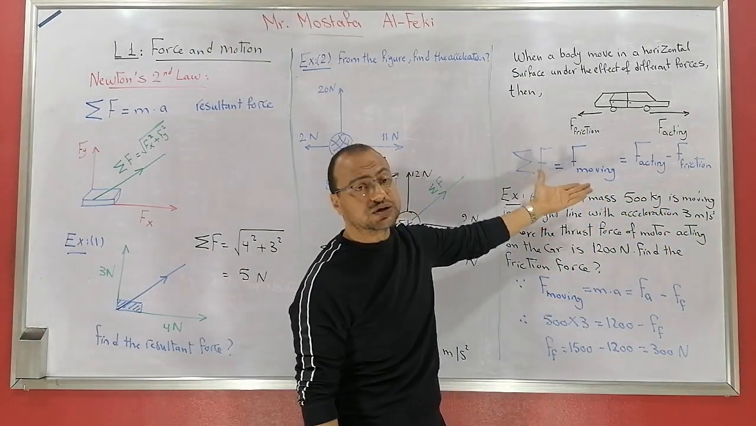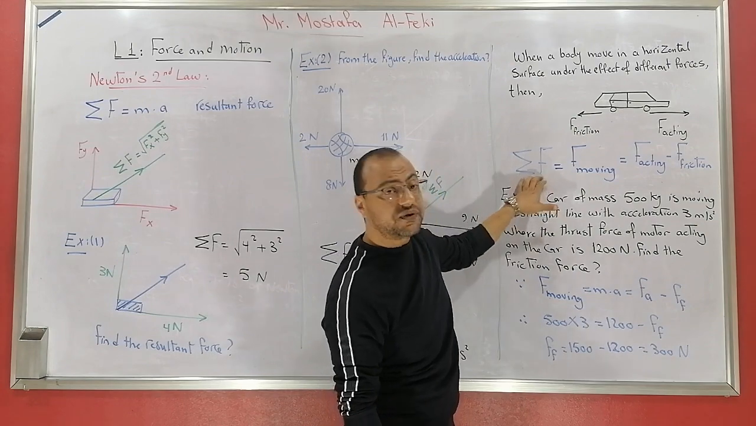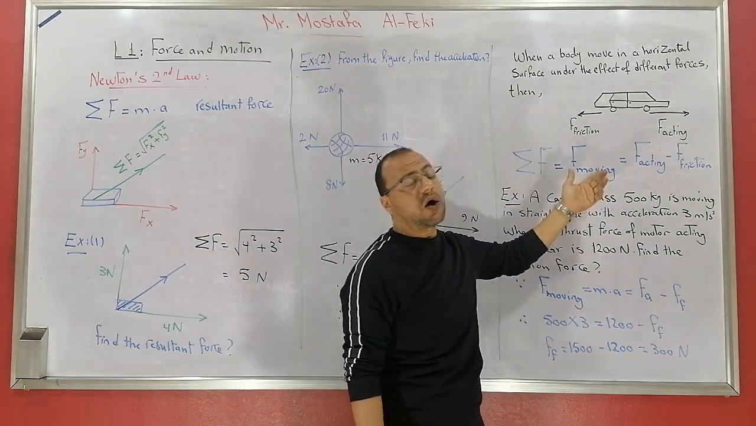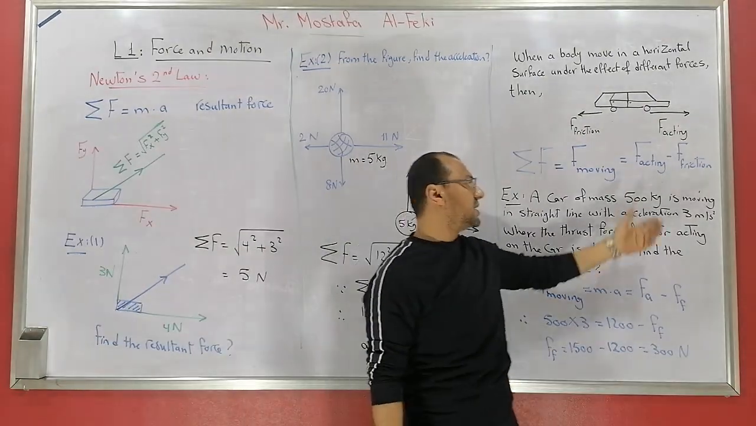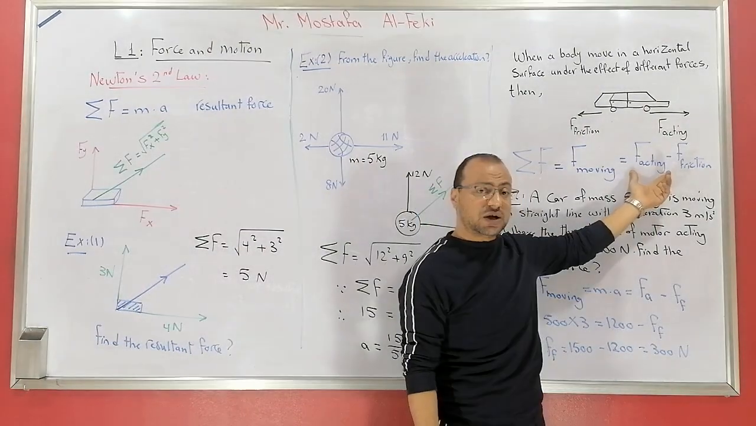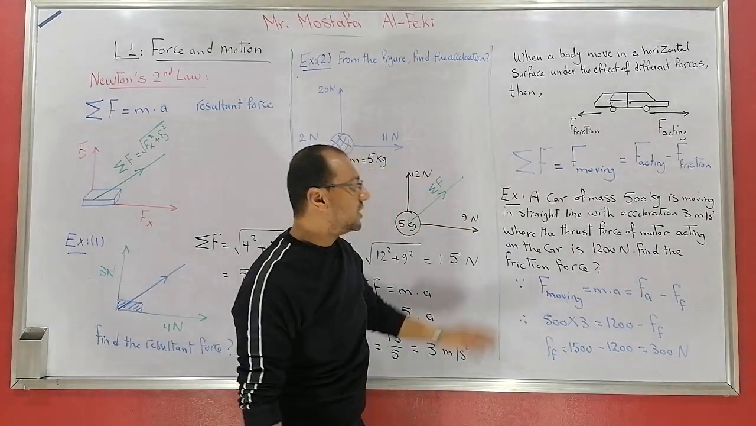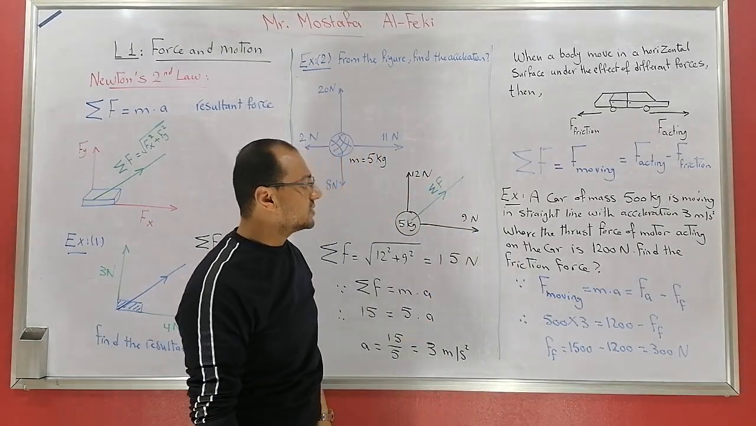This is an important relation. Sigma F, the total resultant force, equals the moving force of the car, by which the car is moving. That is equal to the acting force by the motor or the engine minus the friction force. Let's study this example.